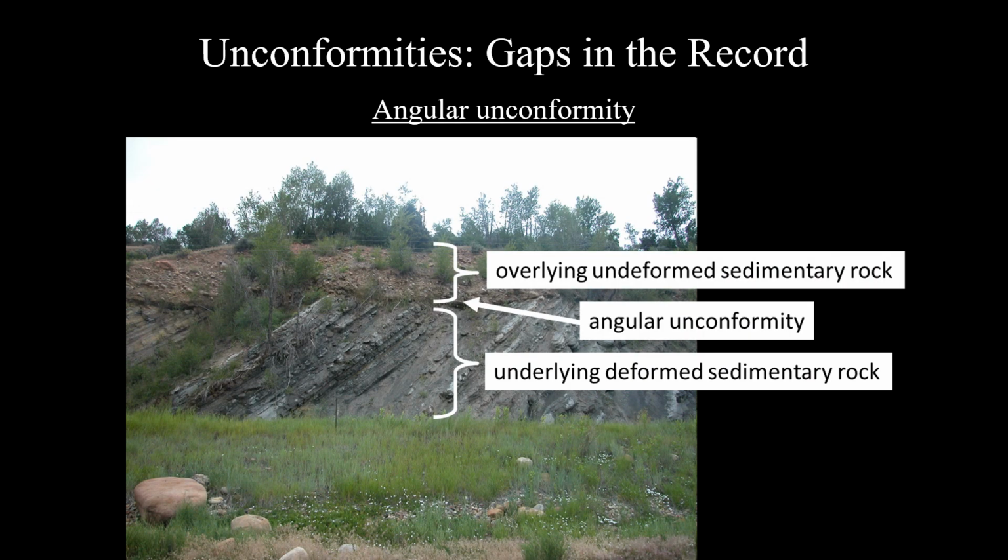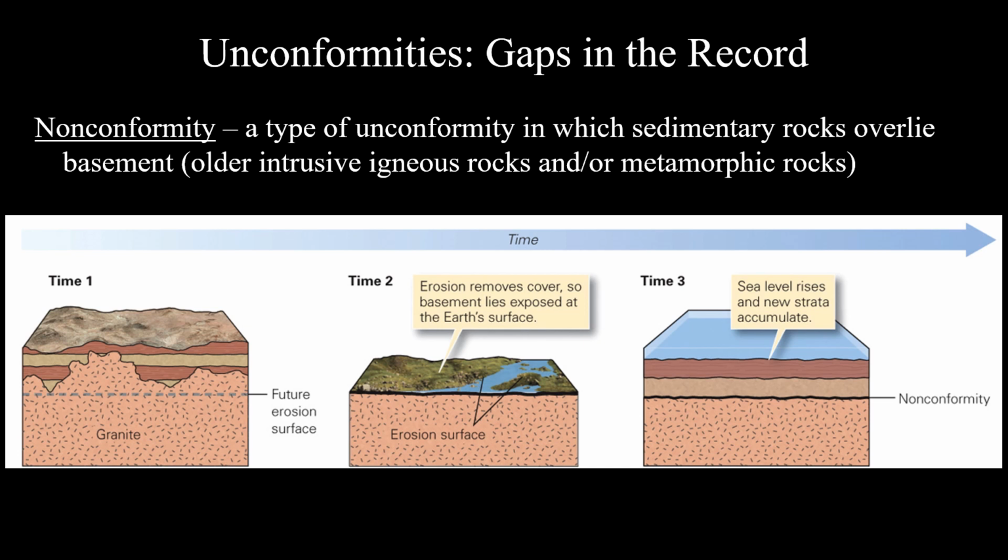Here's an example of an angular unconformity. You can see these relatively flat laying rocks on top of these highly tilted laying rocks below. Where they meet is an angular unconformity. A nonconformity is another type of unconformity. This is one where we have sedimentary layers that are on top of either igneous rocks or metamorphic rocks.